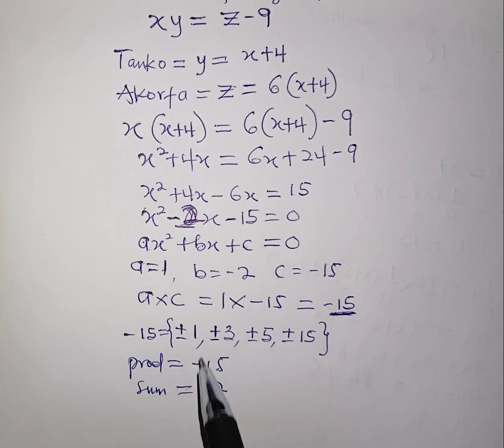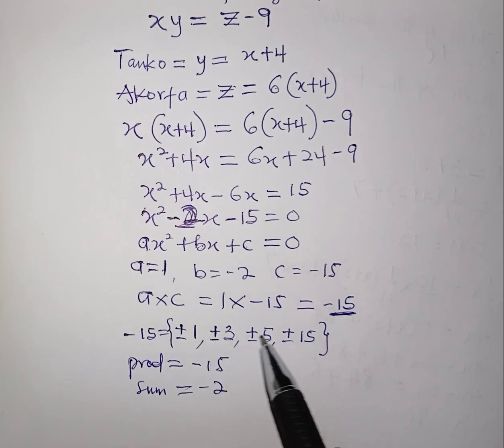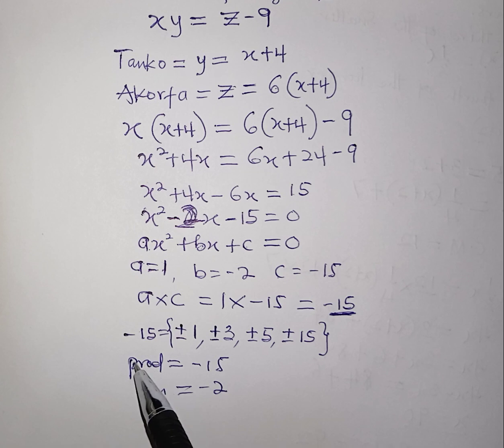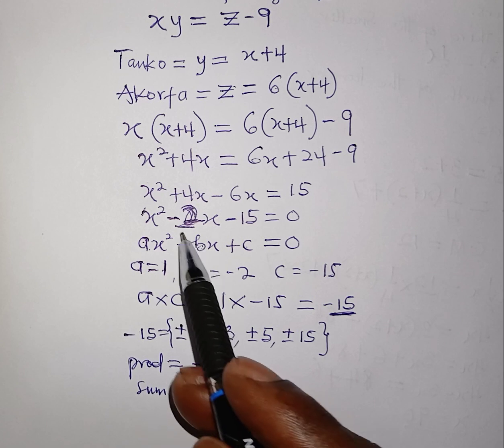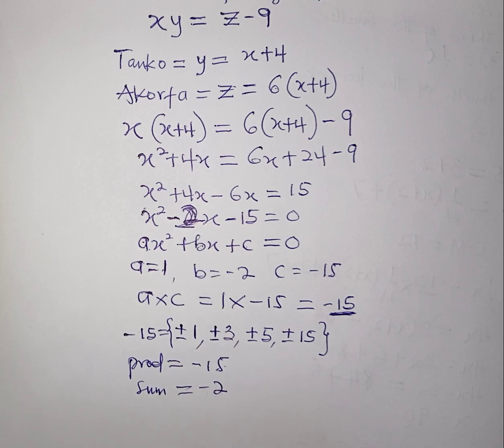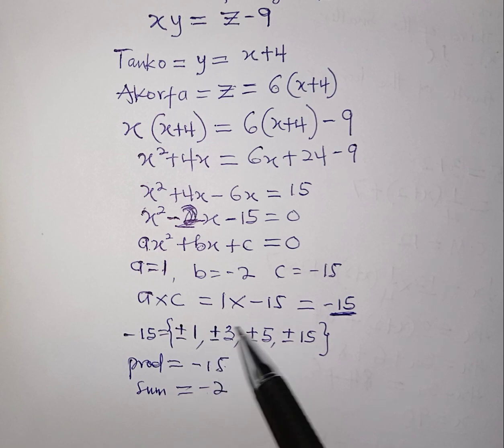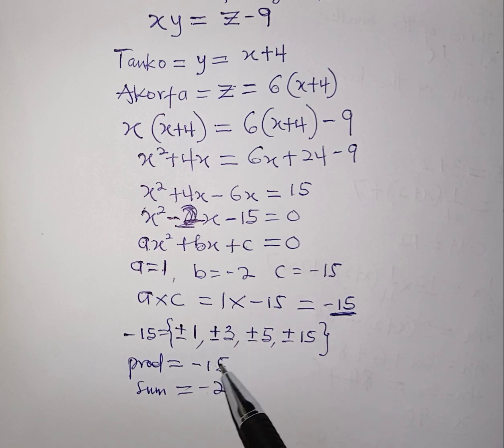Okay, so it means that those two factors you are going to pick here, when you multiply, you find the product, it must be what? Negative 15. And when you find the sum, it must be negative 2, which is the same as this. Okay, so what two numbers or factors can you think of from these factors? What two factors that if I multiply, I must get negative 15, and if I add, I must get negative 2?